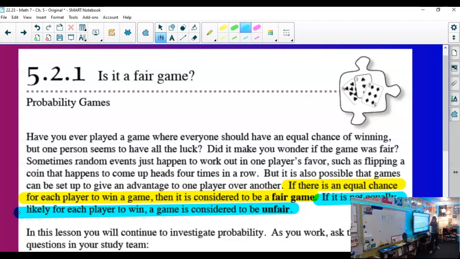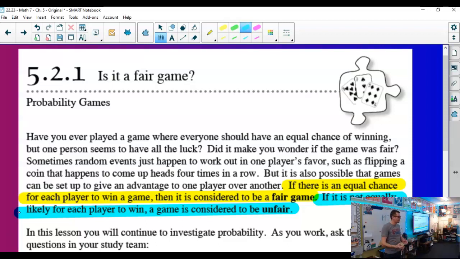So who has a younger brother, sister, sibling at home? Too many. Right? Do you ever invent games with them? Or I guess, older siblings, but you might be on the wrong end of this if it's just older siblings. So let's talk about some games we might invent and the probability of this versus that and figure out if they're fair.